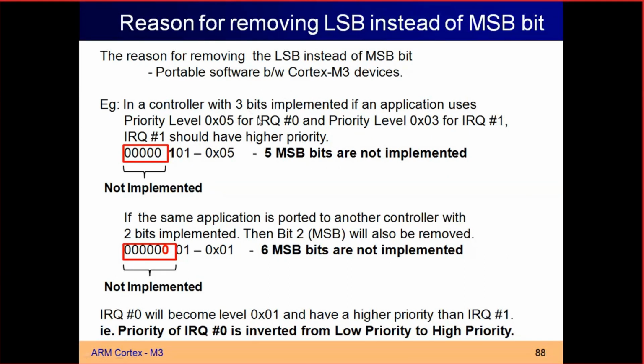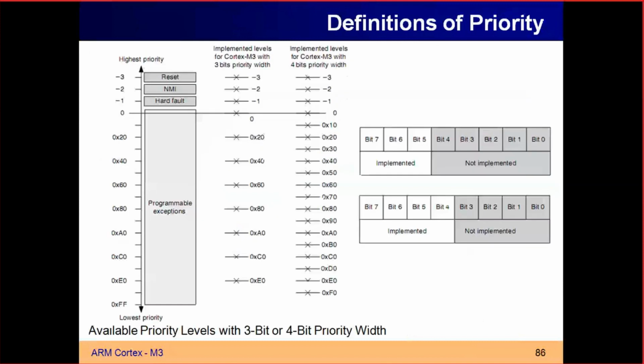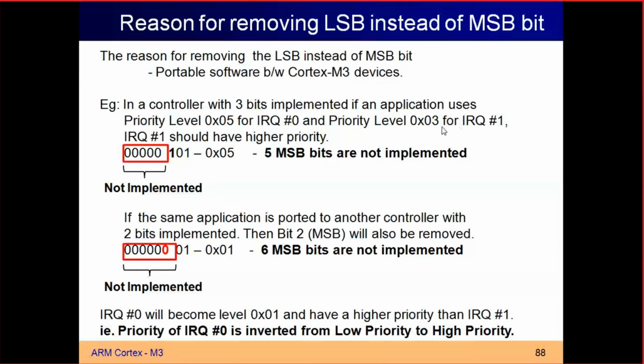Here in this case, you have 3 bits implemented. Priority level 5, for example, is configured for IRQ0. Priority level 3 is used for IRQ1. So which will have priority? IRQ1. How do you find that? It is shown here. IRQ1 has 3, IRQ0 has 5. Whichever number is lesser will have the higher priority.